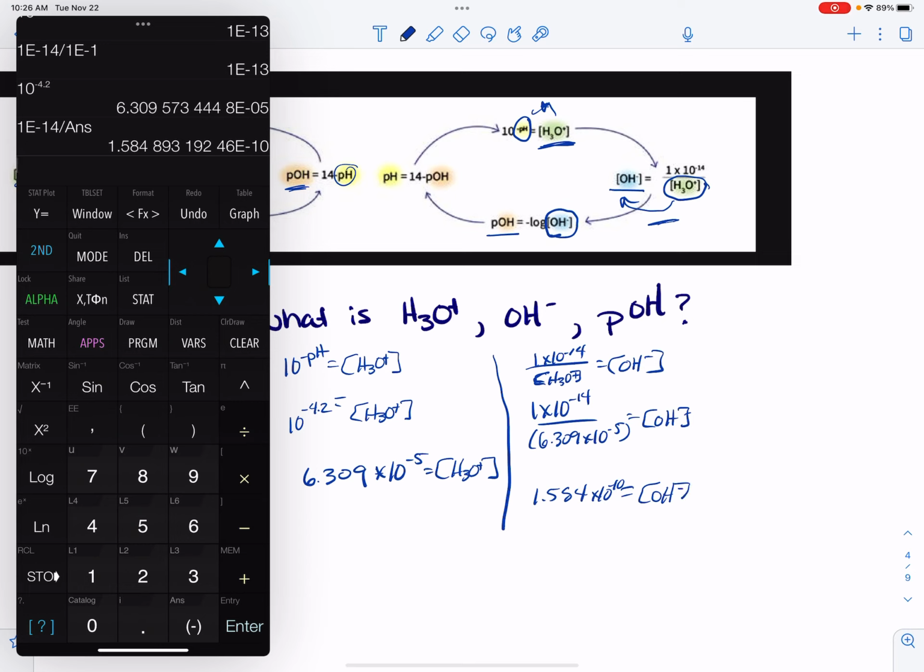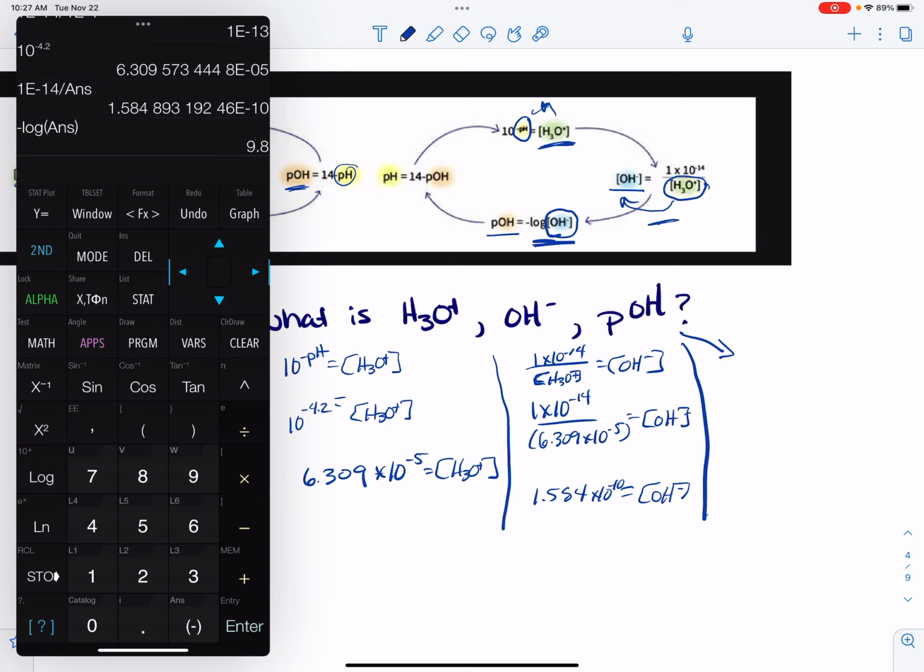Now at this point, we've got two ways of doing it. I can either take the negative log of it to get to the pOH, or I could go back to my pH and subtract. I'm going to point that out also. I just have a tendency to prefer subtracting, but I've already got this in my calculator. So if I do negative log, and then again second answer, that gives me that my pOH is equal to 9.8.